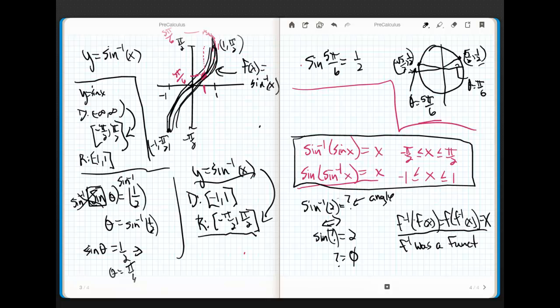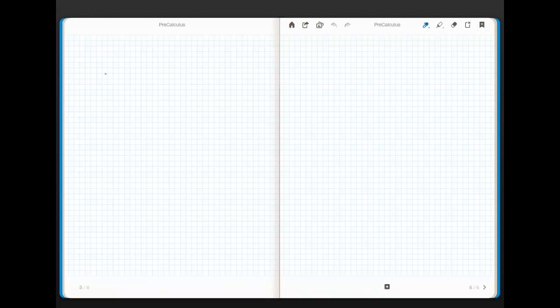All right? That's arcsine. We're going to move on to arc cosine and arctan, or inverse cosine and inverse tan here in just a second. Once we have arcsine, it's real easy to get arc cos and arctan. Inverse cos and inverse tan. So now we're going to figure out what f of x equals inverse cosine of x looks like.